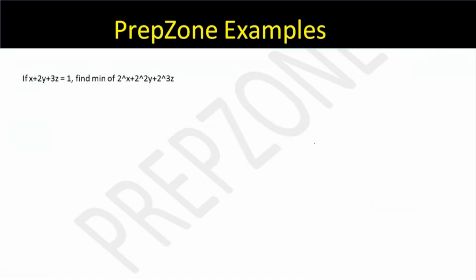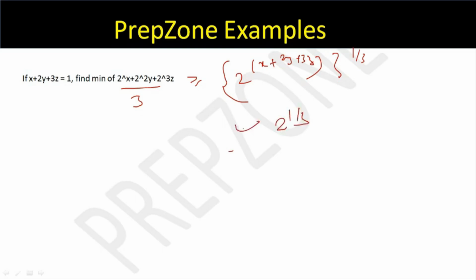Next question. Sai, please explain to everyone. Sir, we'll take AM greater than or equal to GM. We'll take 2 to the power x plus 2 to the power 2y plus 2 to the power 3z divided by 3 is greater than or equal to 2 to the power x into 2 to the power 2y into 2 to the power 3z, all to the power 1/3. Then it will be 2 to the power x plus 2y plus 3z, which will be 1. So 2 to the power 1 by 3 into 3 will be the minimum of 2 to the power x plus 2 to the power 2y plus 2 to the power 3z. Good. Okay. The answer is 3 into 2 to the power 1 by 3.